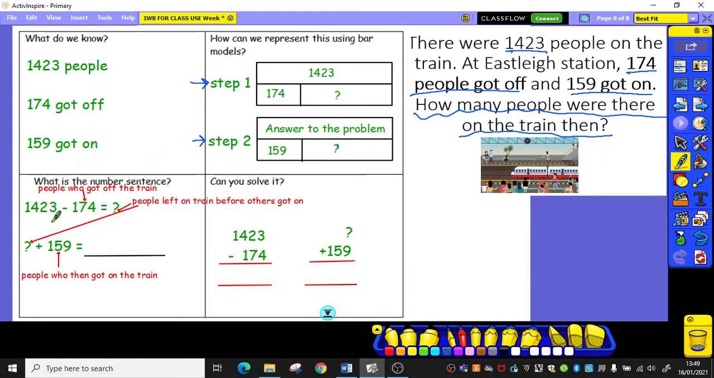Let's look at our number sentences then. 1,423 subtract 174. Remember, the 174 is the amount of people who got off the train. It's going to tell us then who is remaining on the train before that 159 get on. Then eventually we've got the amount of people left on the train. Once 174 have got off, add the 159 is going to give me my answer. So let's now complete those 2 steps.